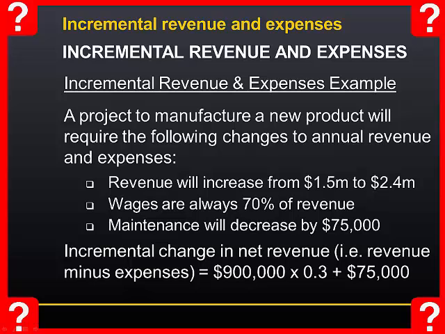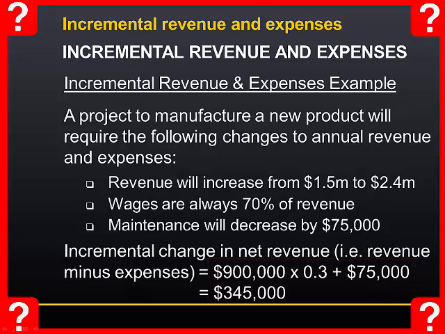We have an increase in revenue of $900,000, but because 70% of revenue is paid out in wages, the increase in revenue received by the firm will be 30% of $900,000. And then if the firm is saving $75,000 in maintenance costs, then it is better off by $75,000. So that's a positive amount, bringing the total to $345,000.